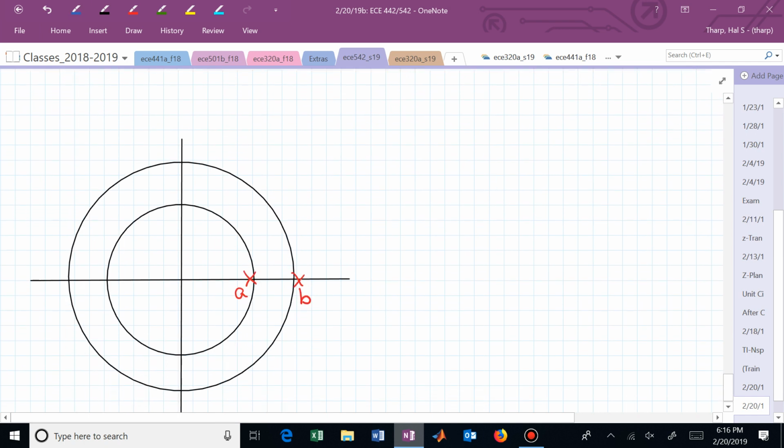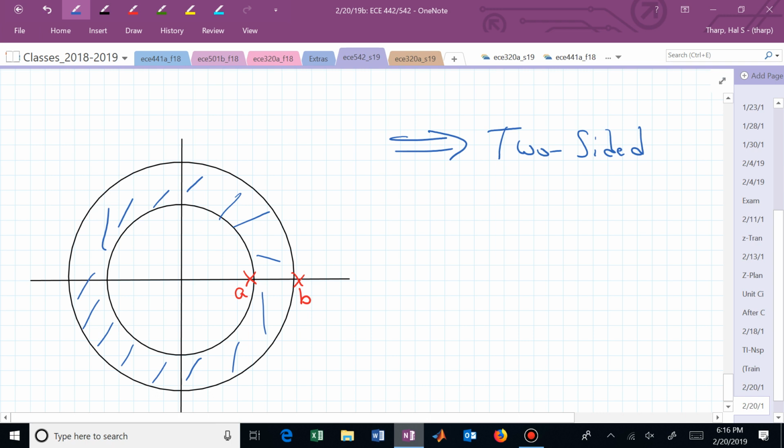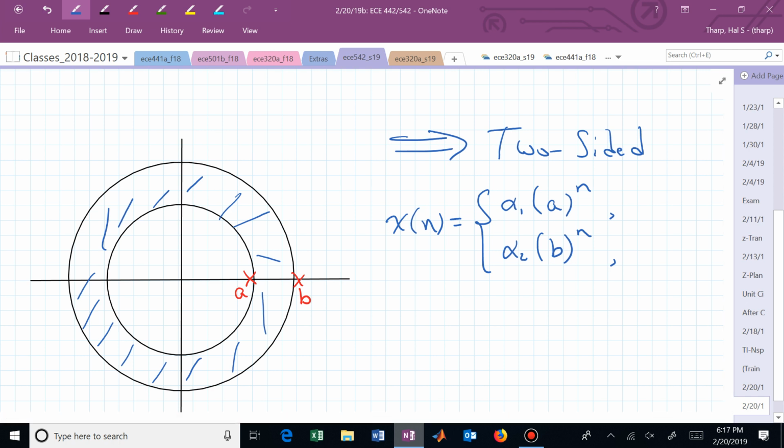Finally, pattern 3 is our two-sided, and what's the modification here? Or before we get there, what's x of n look like here? Alpha 1 a to the n and alpha 2 b to the n. What are my intervals for n on the first row for a, for that mode? What does it correspond to? N less than 0 or n greater than or equal to 0? That's the causal piece. The anti-causal piece is for B.